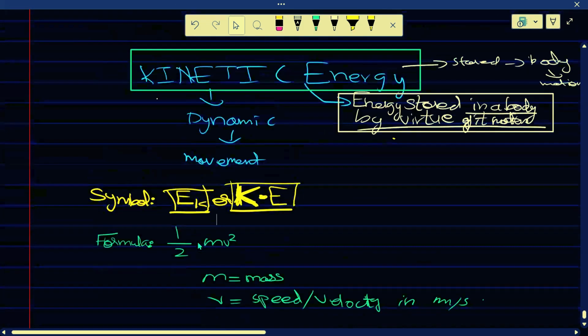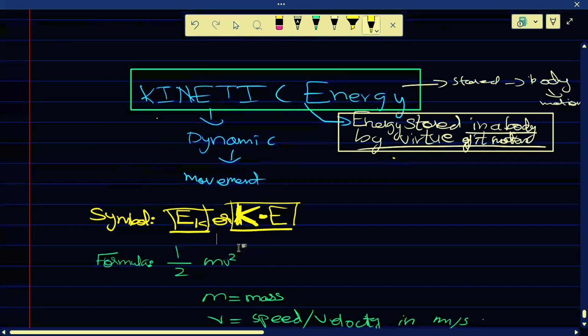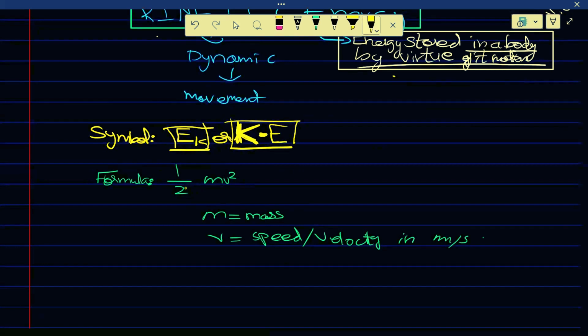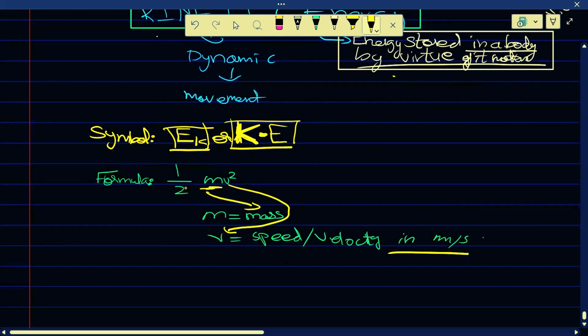In this formula, 1 upon 2 mv square, m stands for mass, and v stands for velocity or speed, in meters per second. This is the unit which we use generally.